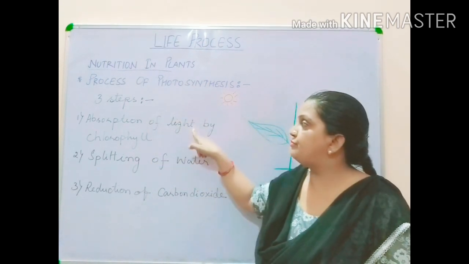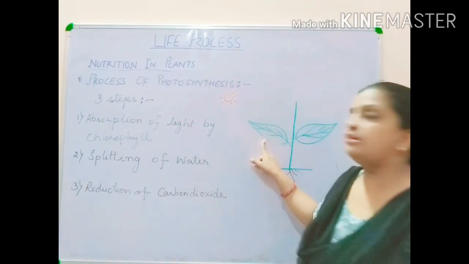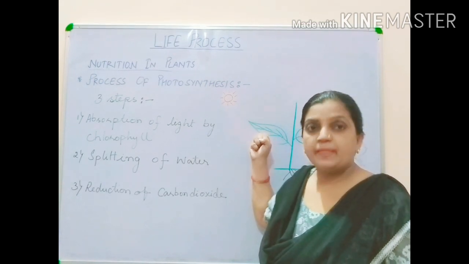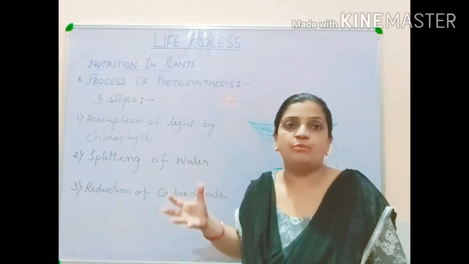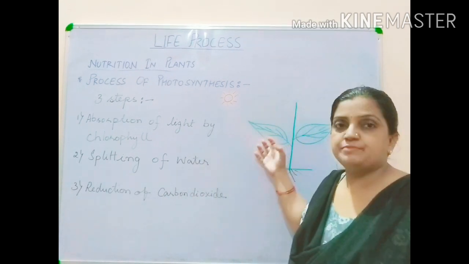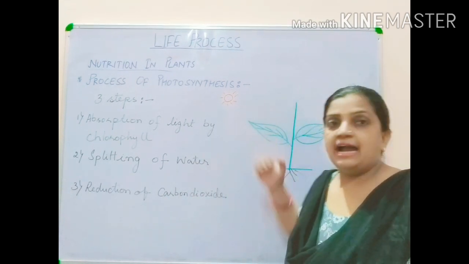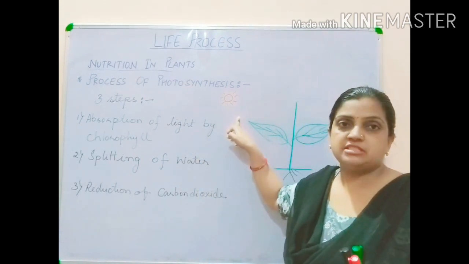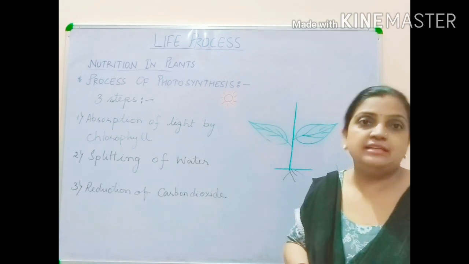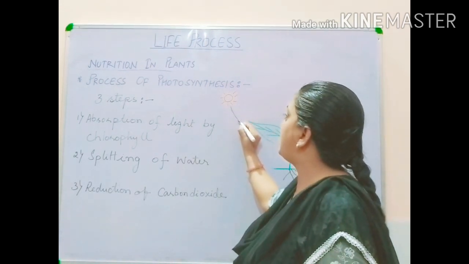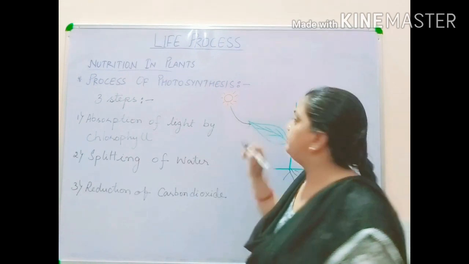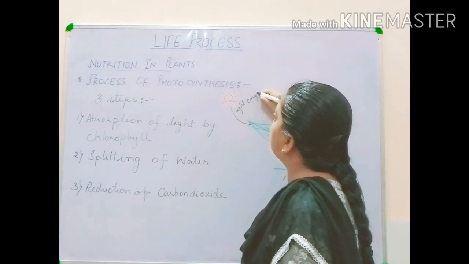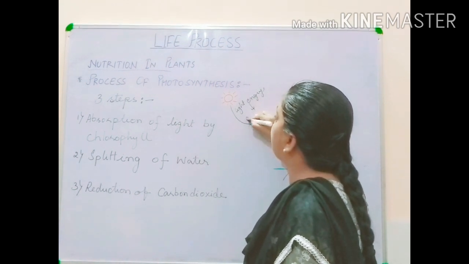So, absorption of light by chlorophyll. The chlorophyll present inside the leaf helps in trapping the sunlight from the atmosphere in the form of photons. The light is trapped in the form of photons. Now the light is trapped here by the chlorophyll pigments, and then by the further steps, the whole light process is converted into chemical energy.